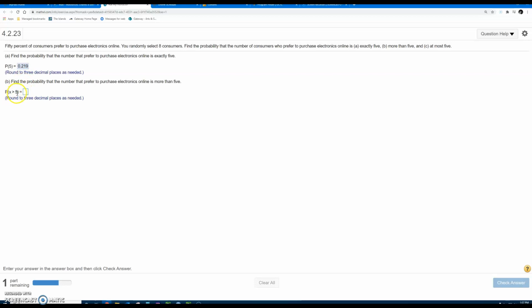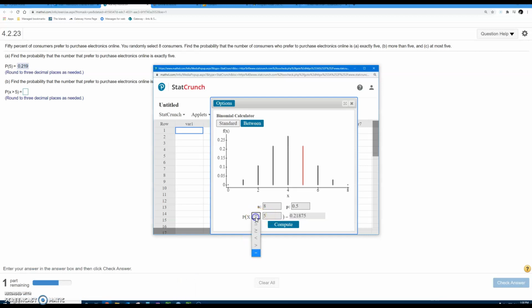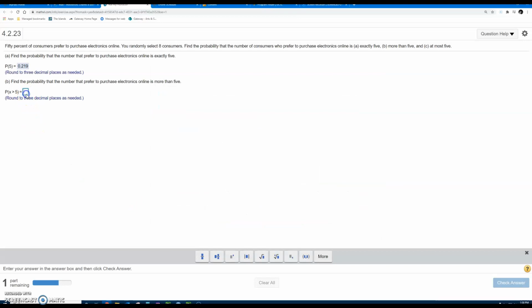Probability that it is more than 5. So again, back to the binomial calculator. Strictly greater than 5. 3 decimal places again. Copy it, paste it, round up appropriately.